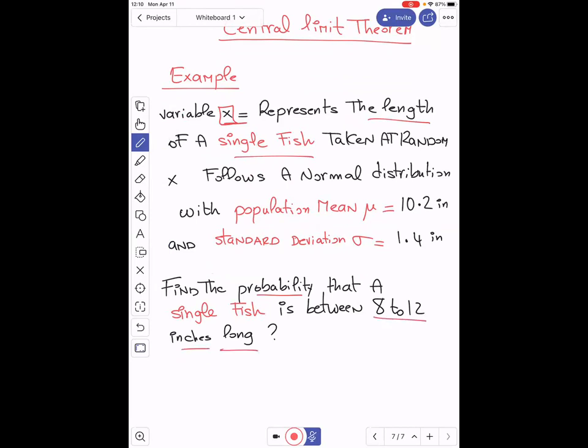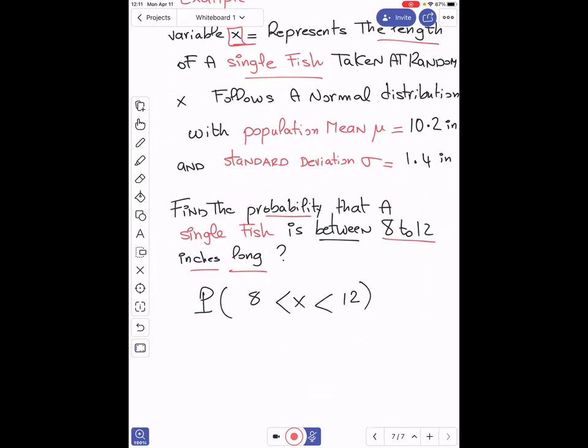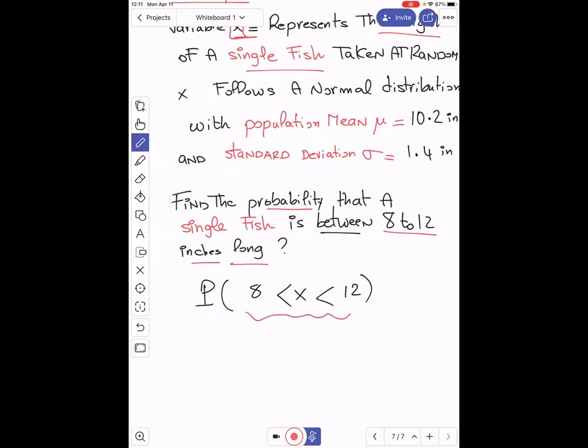So you want to find the probability, capital P, that x, the length of a single fish, is between 8 and 12. So what will be this probability? This is the question here.